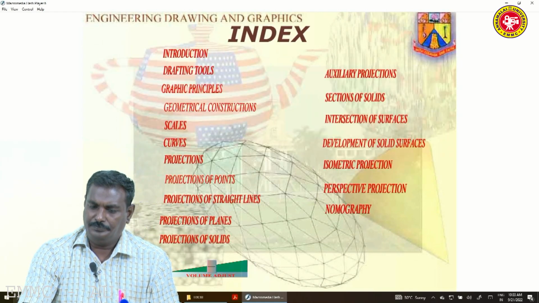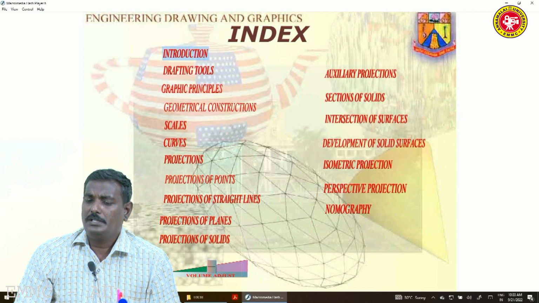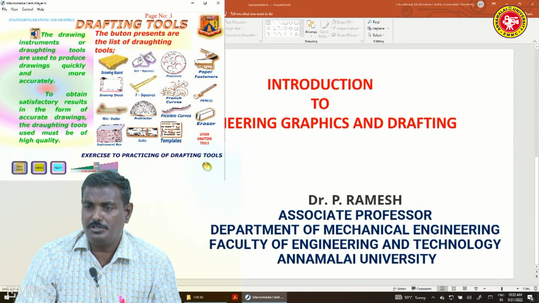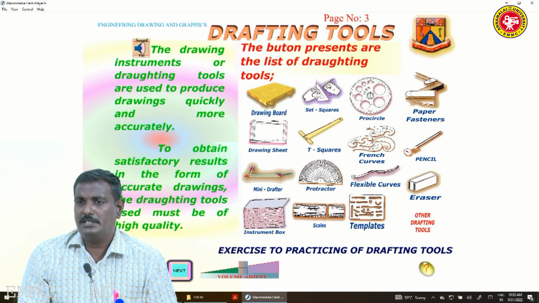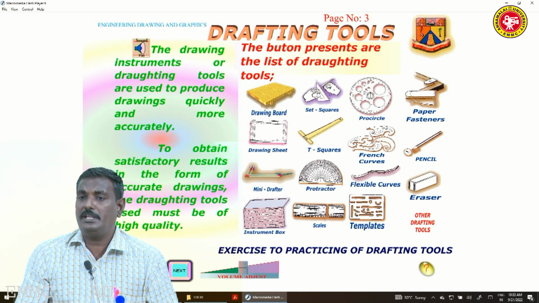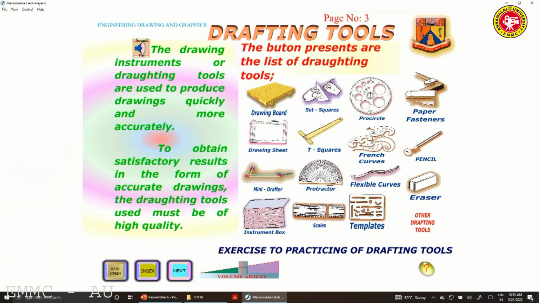Next we are going to see drafting tools. It is very important. Why? Because without tools we cannot produce any drawing. We need such tools to produce legible drawings and good drawing practice, so we require drafting tools.